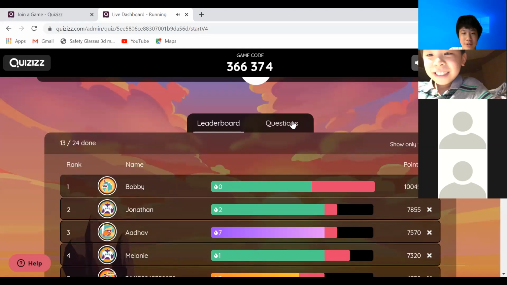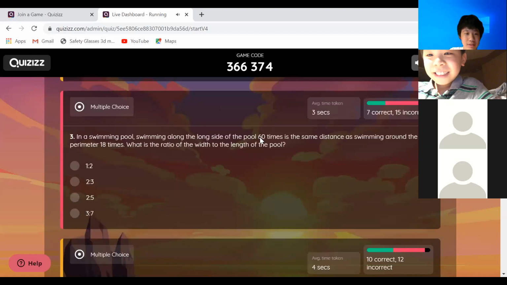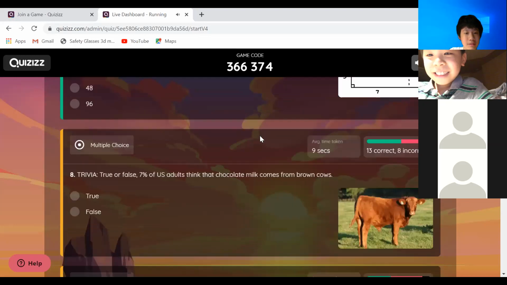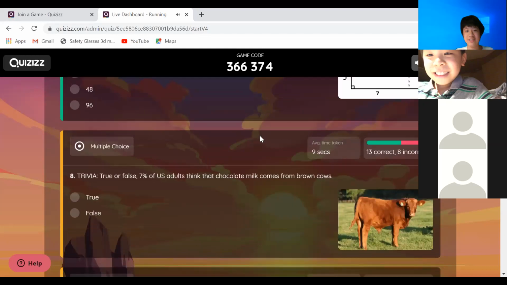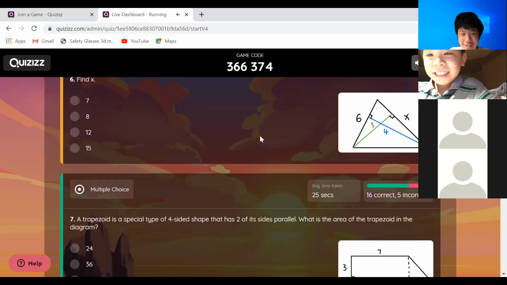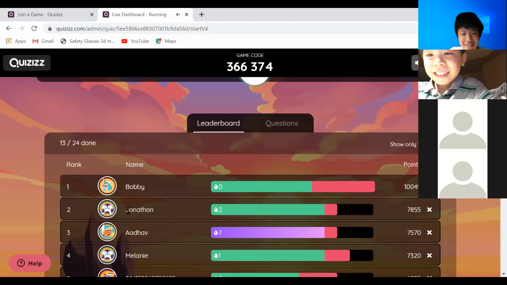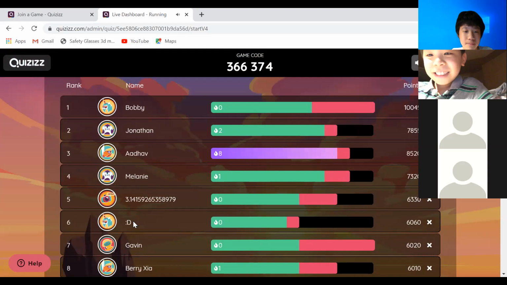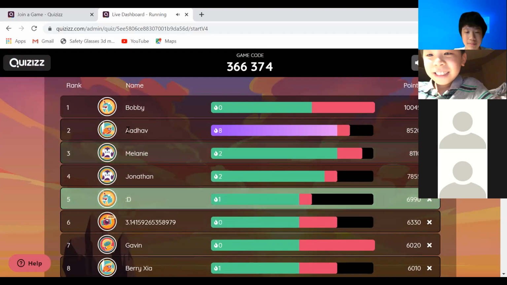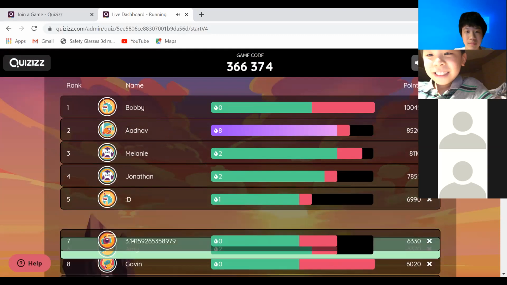So I hope you guys enjoyed that trivia question. What is it? 7% of US adults actually do think that chocolate milk comes from brown cows. Yes, that is a true fact. So, yeah. Americans, I guess, don't know that much about how chocolate milk works. It's just milk. And then they add chocolate. Adolf with a streak of 8 correct answers. Now in second place. They're good.